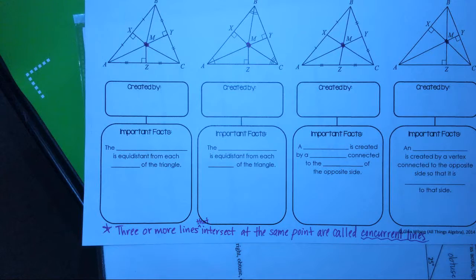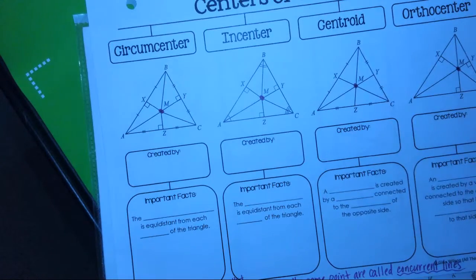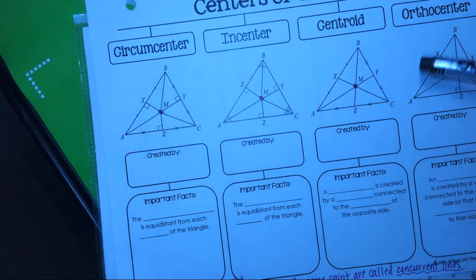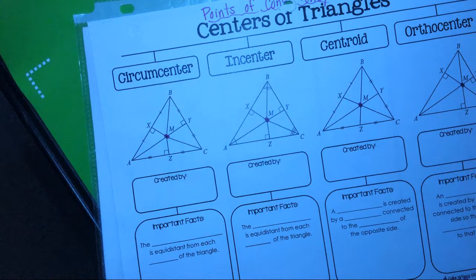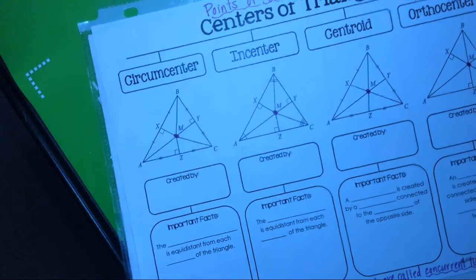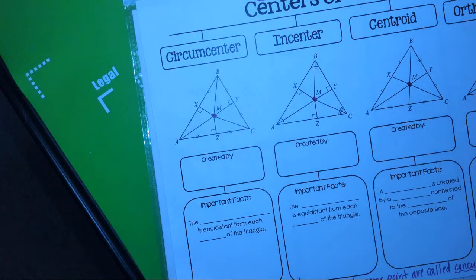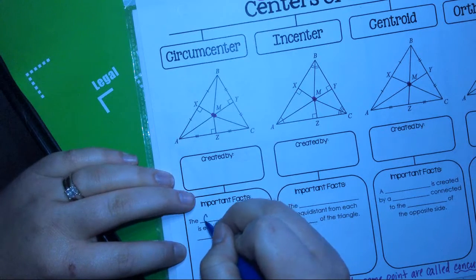Okay, so we've got to talk about how these things happen. Why this one's called a circumcenter, why this one's called an incenter, why it's called a centroid. So let's pay attention to each picture. That will help. Okay, so the first thing is called a circumcenter. So the first blank here is circumcenter.